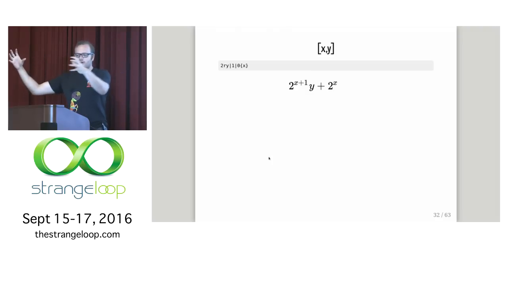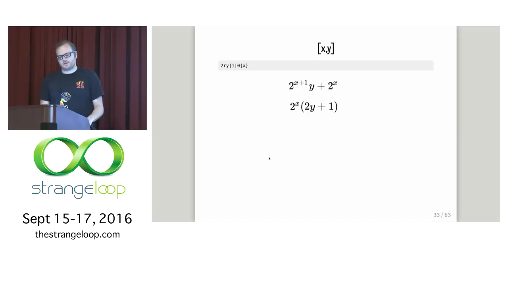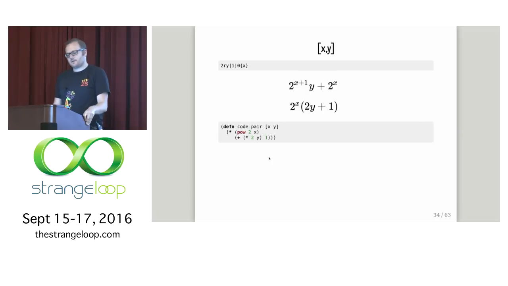So we want to send y over to the left. Then we want to flip that bit, and all the rest will then be 0 if we bit shifted. So it's equivalent to this function, and we can write that in Clojure fairly easily. So 2 to the x multiplied by 2y plus 1.